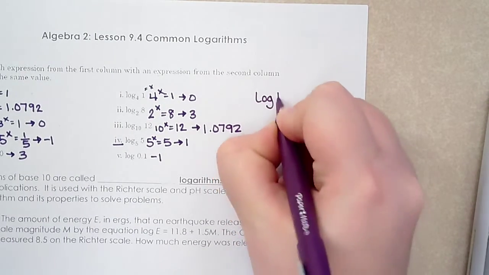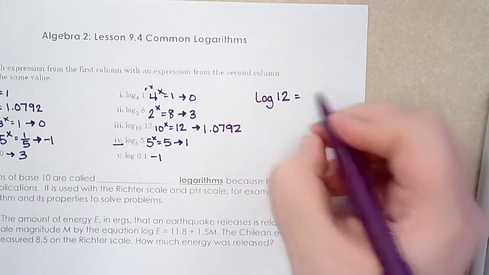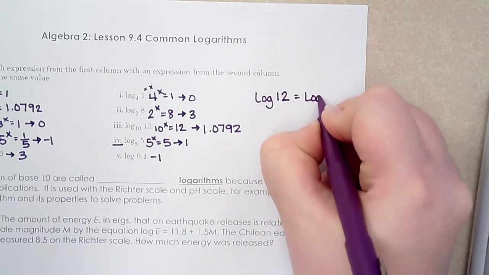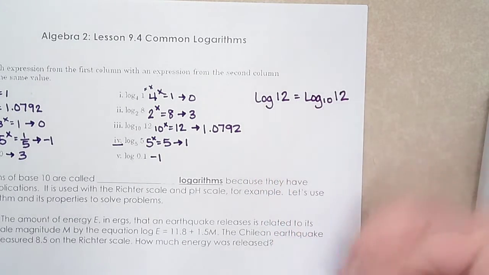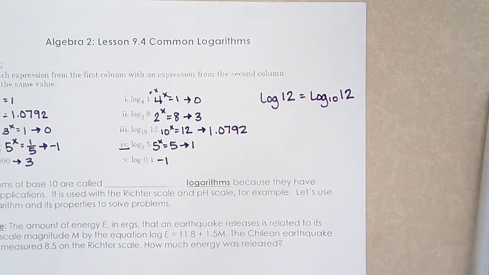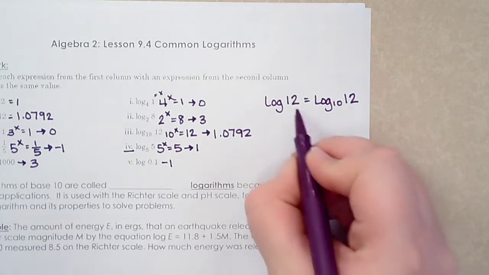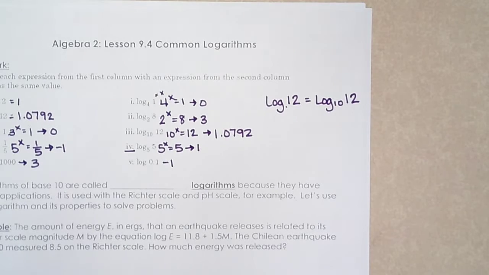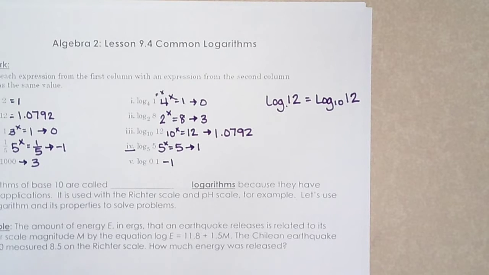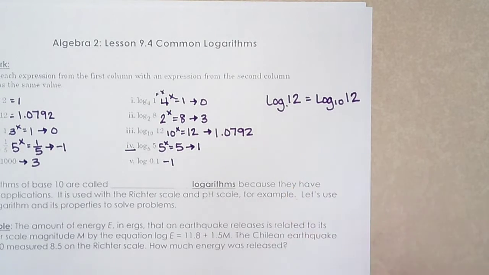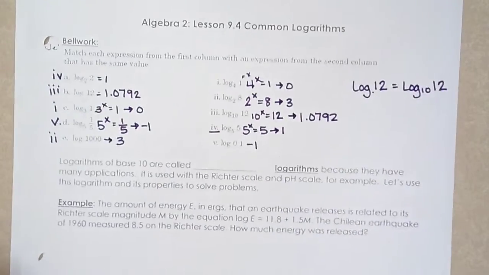This tells me that log of 12 is equal to log base 10 of 12. And what we're going to start talking about today is that when something doesn't have a base, when it doesn't have a number right behind the log, we're going to be able to assume that that number is actually a 10. So let's go down here.